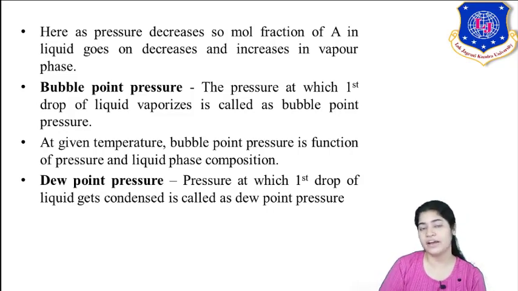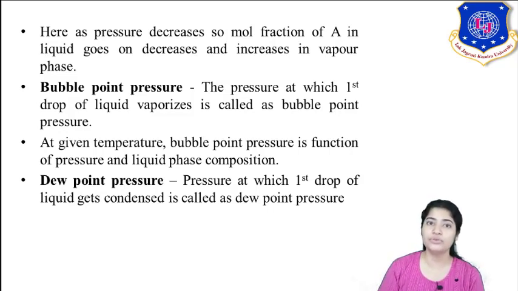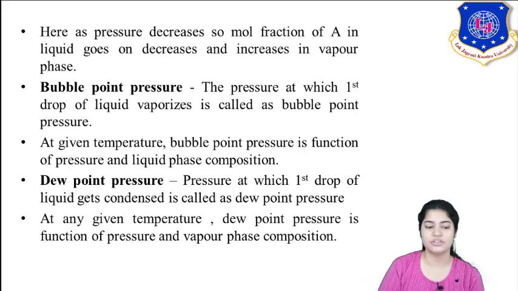Now if I have to condense them, to convert from vapor to liquid, I am going to increase the pressure, okay. So the pressure at which the first drop of liquid gets condensed is called the dew point pressure. Similarly, at any given temperature, because in the Pxy diagram I am doing my experiment at constant temperature, my dew point pressure is a function of the pressure of the system and vapor phase composition.